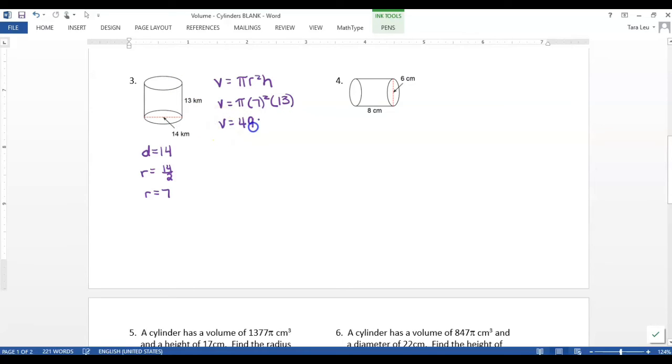7 squared is 49 pi times 13 gives us an exact volume of 637 pi kilometers cubed. And now I can plug in 637 pi into my calculator to get the approximate answer, which is 2001.19 kilometers cubed. Okay, so you will try number 4 on your own.